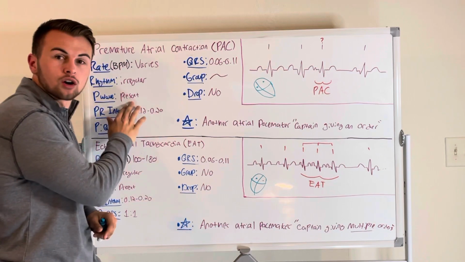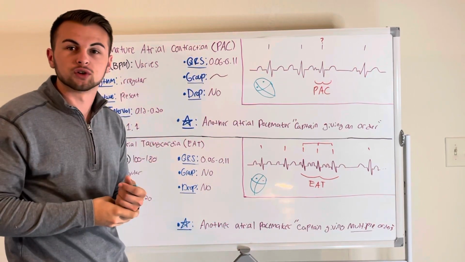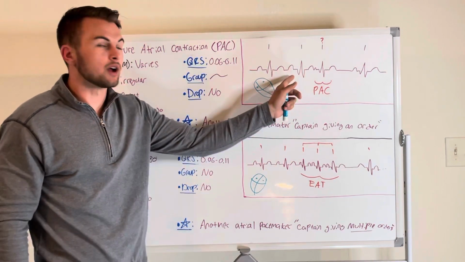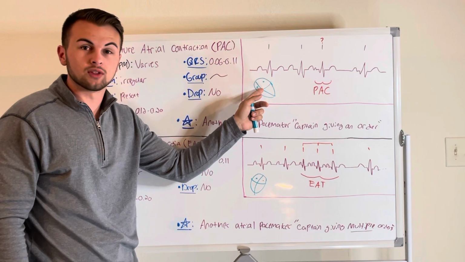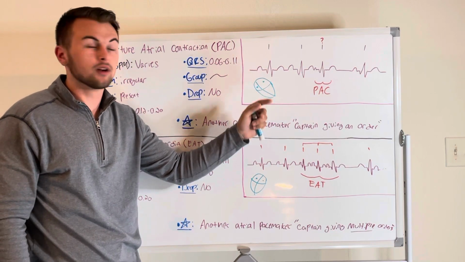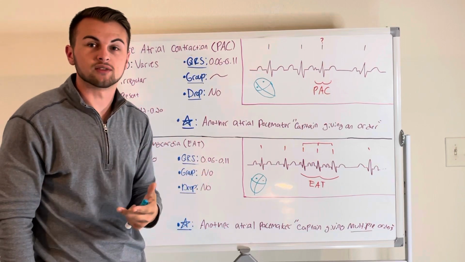The P waves are still present. The PR interval is the same, 0.12 to 0.20 seconds. There's one P wave for every QRS because we are starting in the atria. If the atria depolarizes, it's going to be a P wave. The QRS duration is still the same, 0.06 to 0.11 seconds.